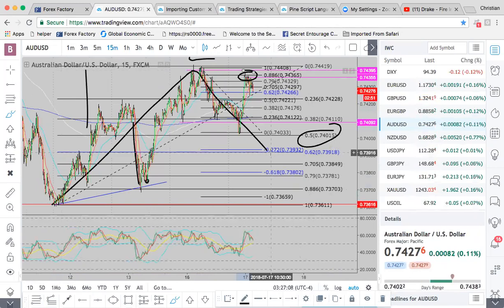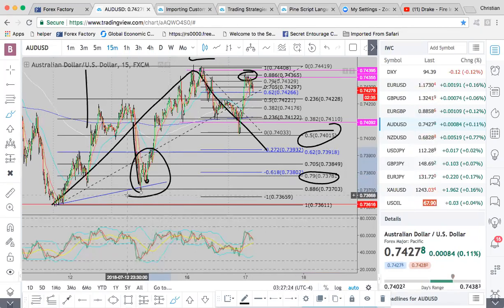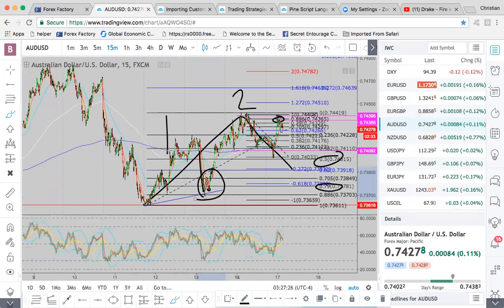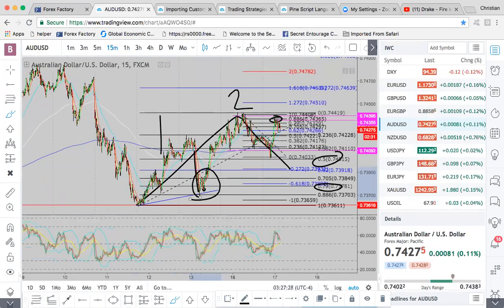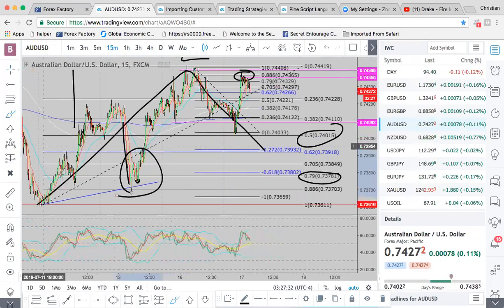Also, if it wants to go deeper to the 618 fib extension, that would be a 79 fib retracement of this buying pressure, which would be a deep retracement back in this structure. If it fails to take out this structure, fails to take out the low, you're still a buyer. That'll be a double bottom. It fails to take out the low of the week, which is down here.